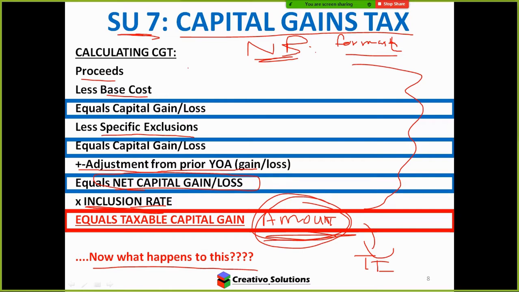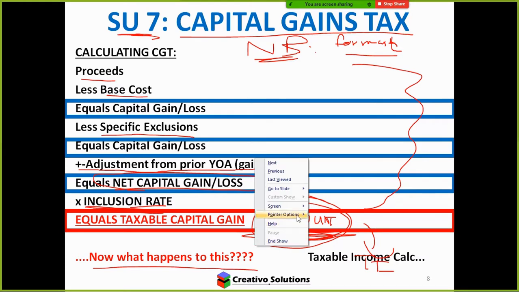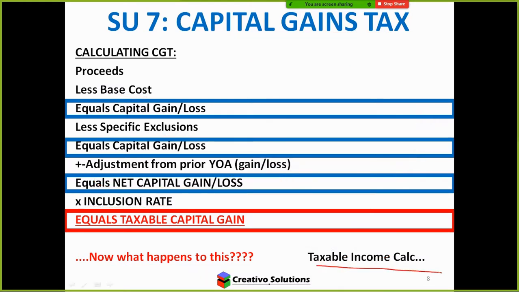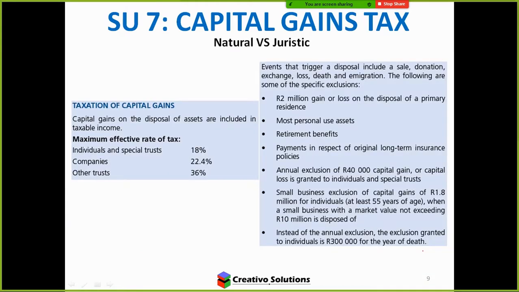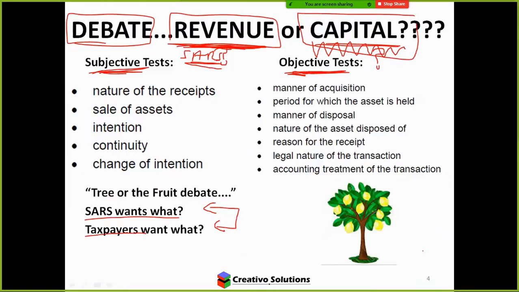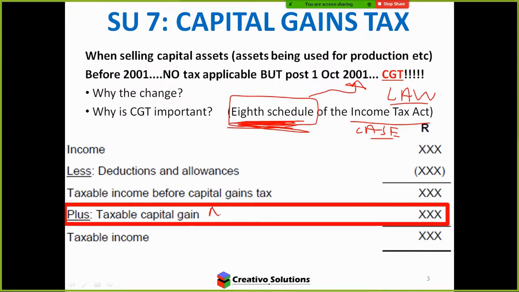Once you've done all of that, CGT is a separate working or calculation, and then only the final answer, only this amount, the one at the bottom, gets put into the taxable income calculation. Where do we see that? Let me go back. Here it is. Do you see it? Yes. So you're doing a very long, complex working and calculation to get one figure, and only that one figure will be included here.